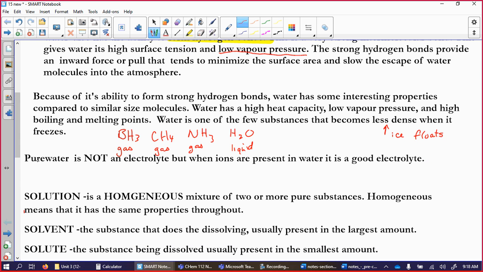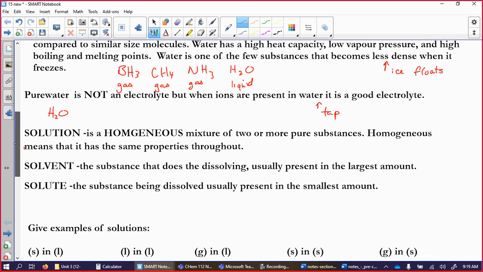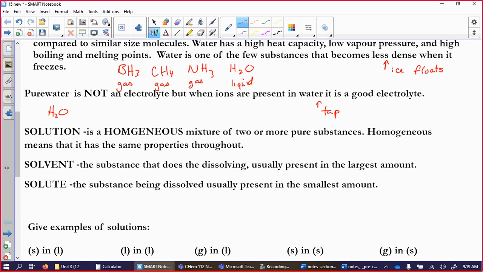Pure water, which is only H2O, which very few of us have access to, is a non-electrolyte. Because when ions are present in water, we get a good electrolyte. Water like tap water has stuff in it. To get pure water, you have to go through a quite exhaustive process of distilling and deionizing, and it's quite complicated. When we talk about solutions, we need to know three things.